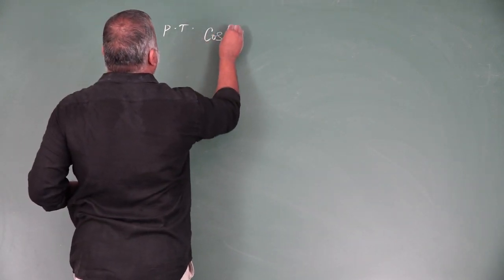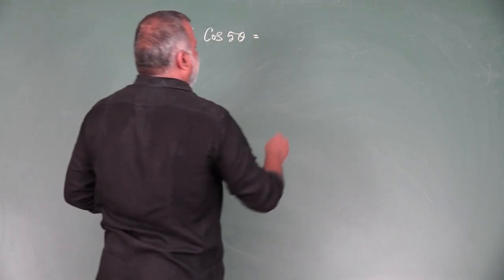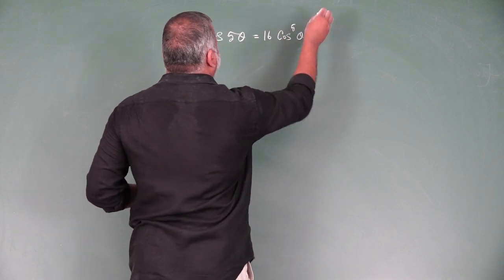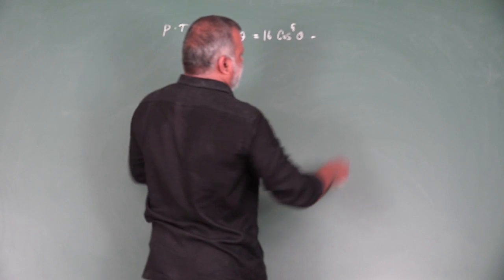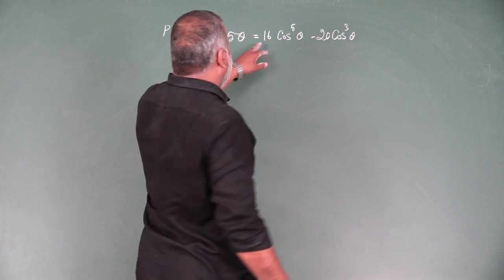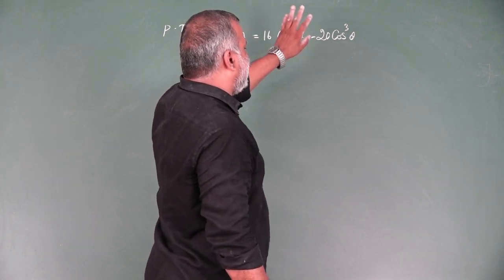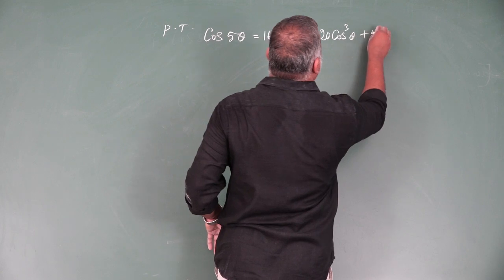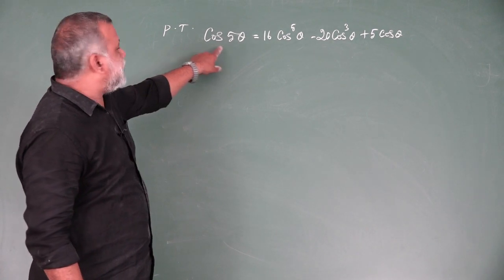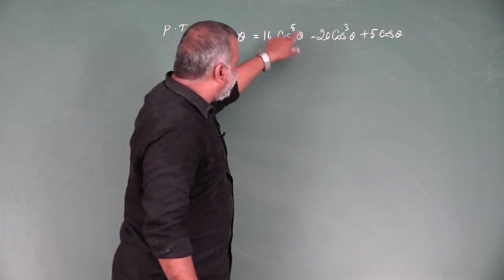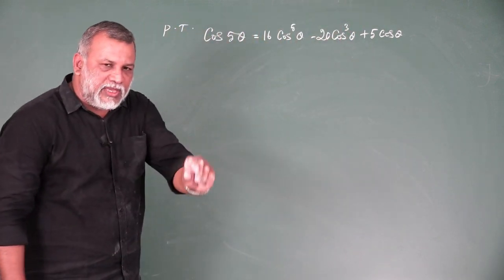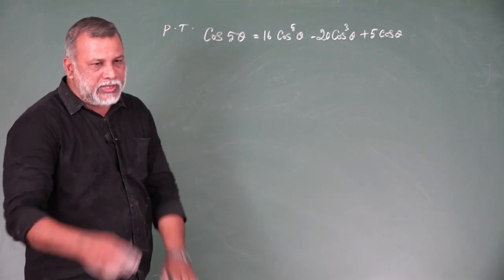Cos 5 theta is equal to 16 cos power 5 theta minus 20 cos cube theta plus 5 cos theta. Once again, prove that cos 5 theta is equal to 16 cos power 5 theta minus 20 cos cube theta plus 5 cos theta. I am just giving an idea. After that, you have to develop this one.